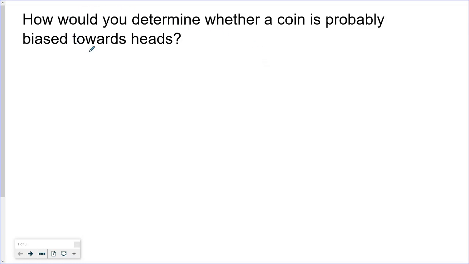We're going to introduce the concept of a hypothesis test by looking at a specific example. So how would you determine whether a coin is probably biased towards heads? The first thing that we need to do is rephrase this as a probability. So we think that the probability of getting heads is more than a half.